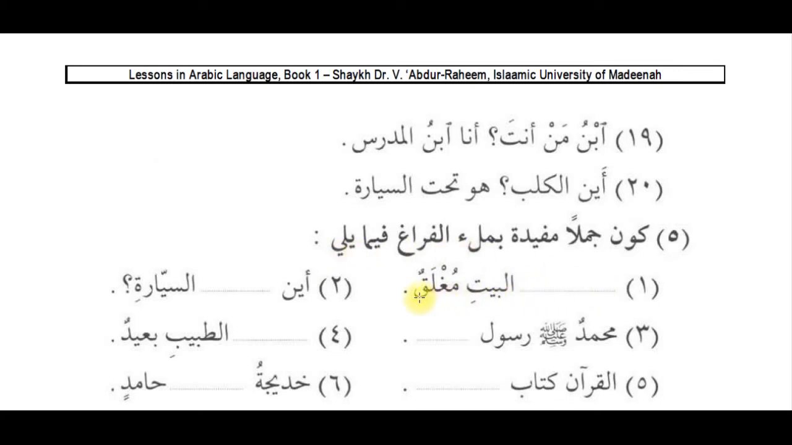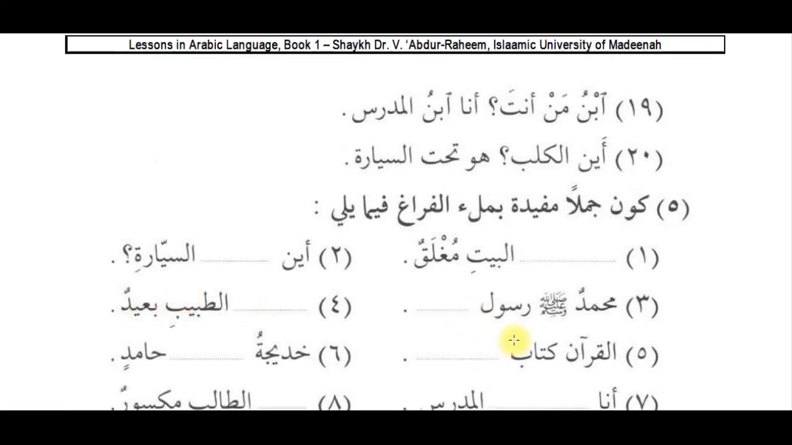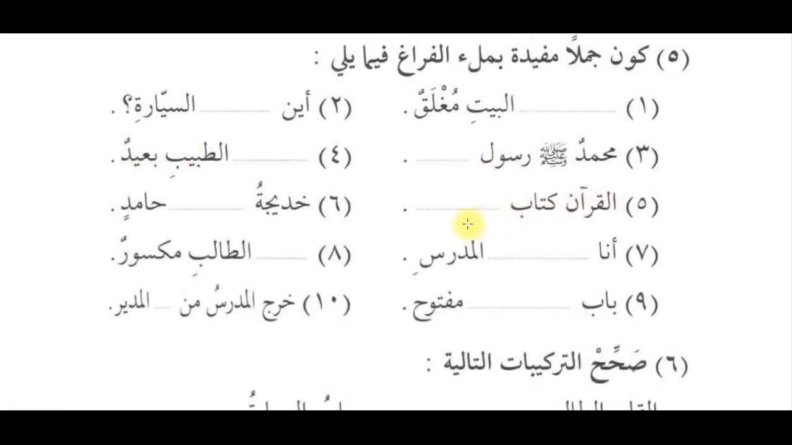Dash al-bayti muglaqun. Something of the house is closed. What could it be? Babul bayti muglaqun. Aina dash as-sayyarati. Where is something of the car? Where's the car's key? Aina miftahu as-sayyara. Muhammadun Rasulullah. Baytu tabibi ba'idun. The house of the doctor is far. Al-Qur'anu Kitabullah. Al-Quran is the book of Allah.